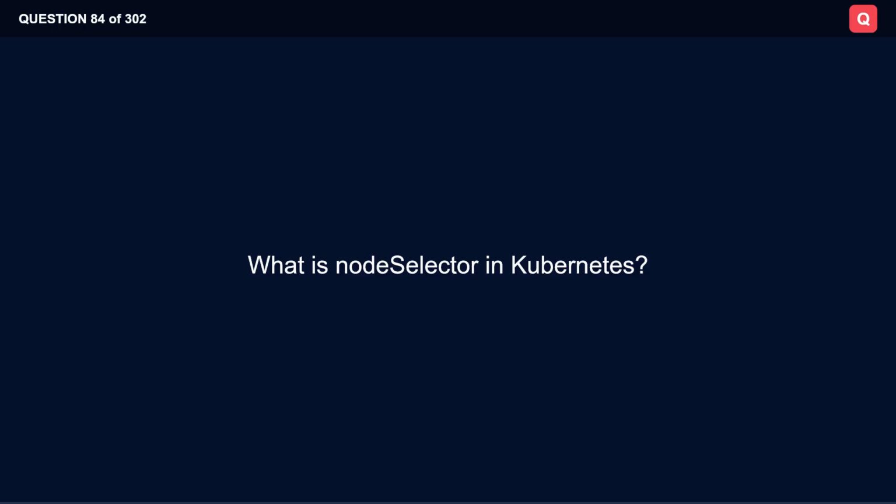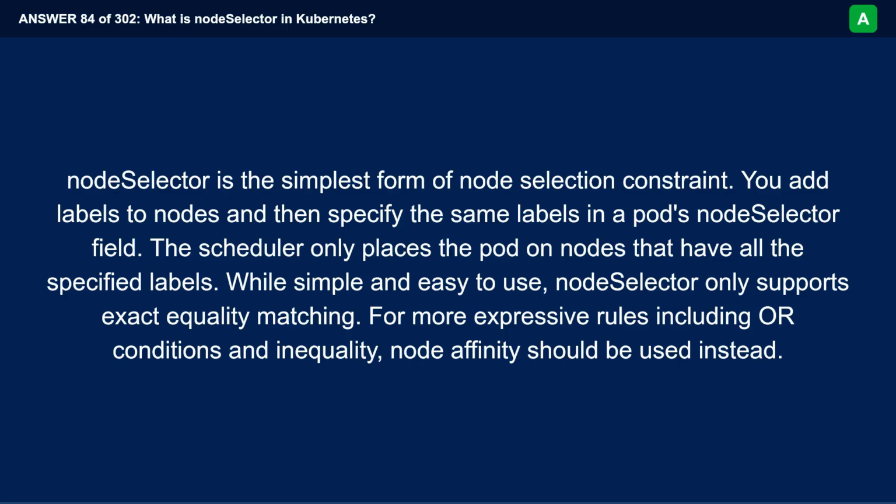What is node selector in Kubernetes? Node selector is the simplest form of node selection constraint. You add labels to nodes and then specify the same labels in a pod's nodeSelector field. The scheduler only places the pod on nodes that have all the specified labels. While simple and easy to use, node selector only supports exact equality matching. For more expressive rules, including OR conditions and inequality, node affinity should be used instead.